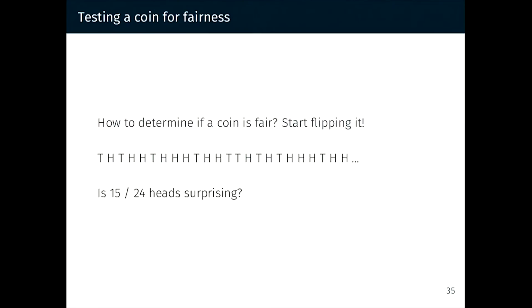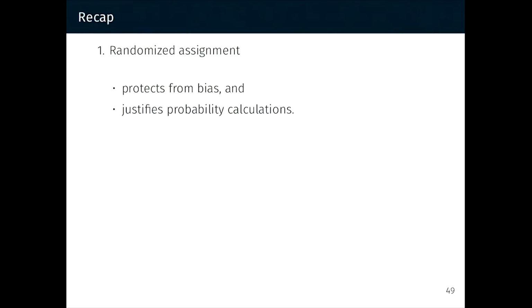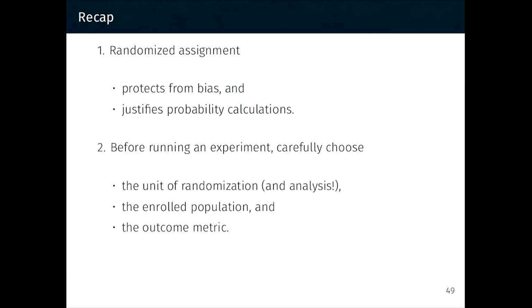Okay. So I will just wrap up and summarize what we've talked about. We talked about randomized experiments, about randomizing treatment, why it's so important: number 1, it protects you from bias. It also justifies probability calculations. We talked about planning the experiment, making design choices before you run the experiment. You should carefully choose the unit of randomization. Make sure that the unit of analysis matches the unit of randomization for the safest and most rigidly justified conclusions.